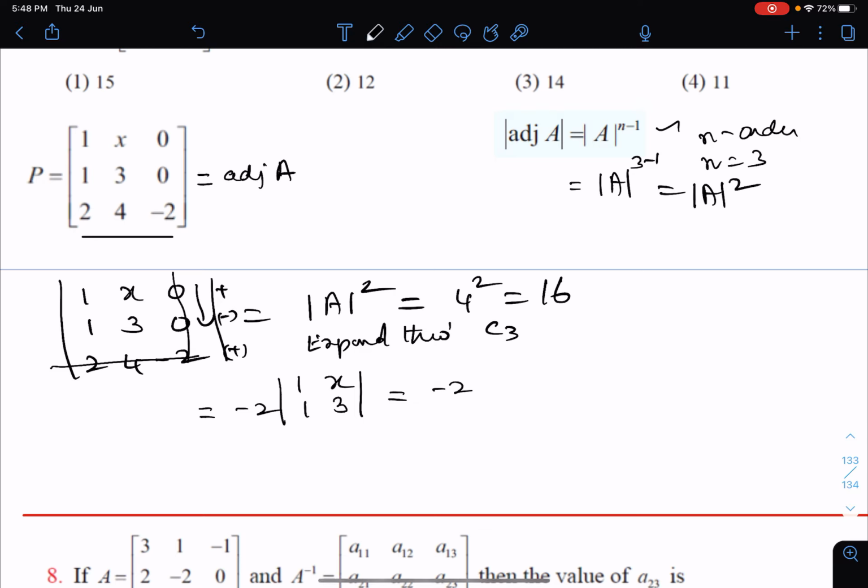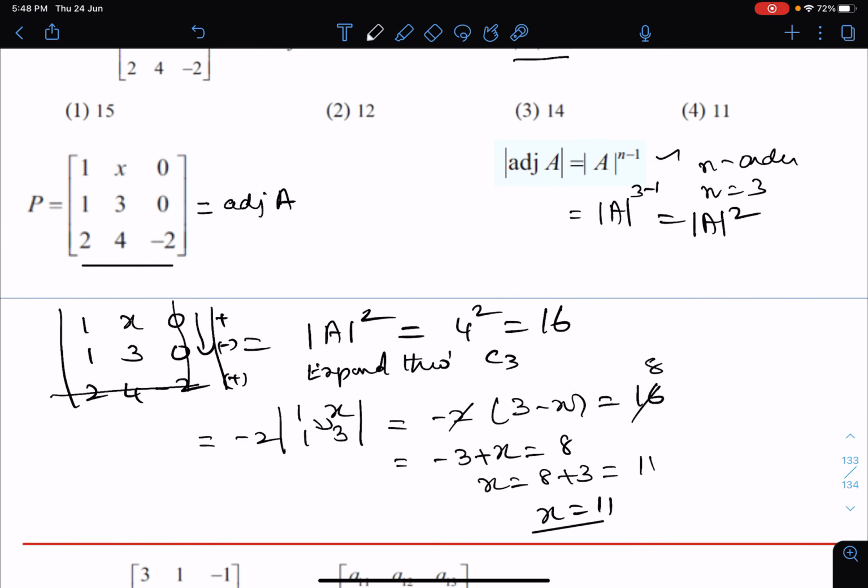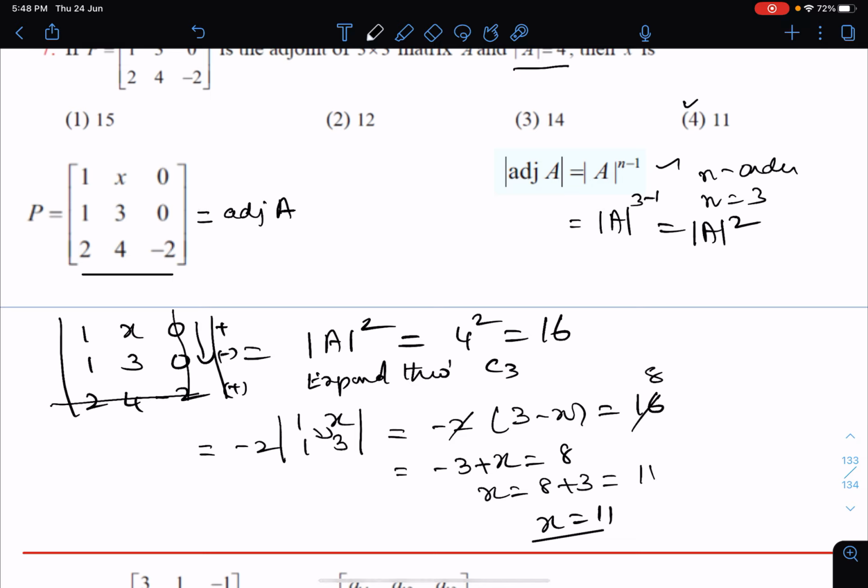So you get minus 2 into this. Expanding, you will get 3 minus x equal to 16. So if you cancel 2 and 16, this will become 8. And when minus is taken inside, you will get minus 3 plus x equal to 8. Therefore x is equal to 8 plus 3, that is 11. Where is the 11? It's in the fourth subdivision, so our answer is 4, 11.